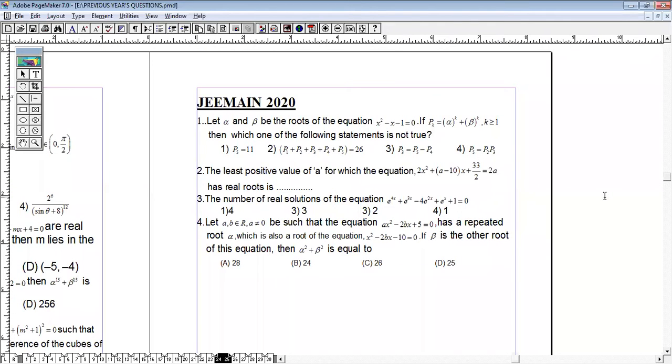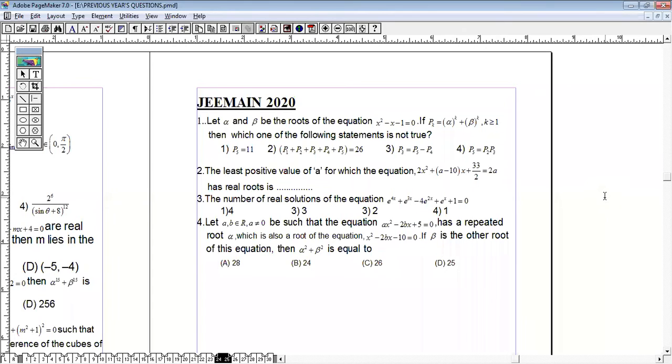In that, observe this first problem. Let alpha and beta be the roots of the equation. Pk represents alpha power k plus beta power k. Then which of the following options are not correct? Sir, fourth option. Option 4. After 4, right. Just observe this.